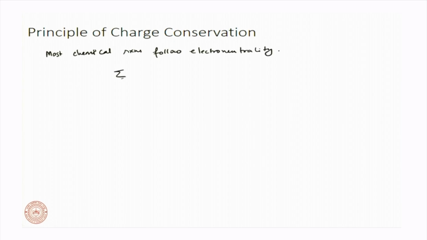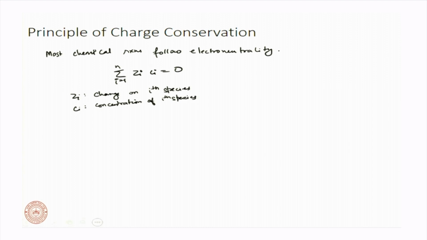which means that the summation over i, for i from 1 to n ions, of Z_i C_i should be equal to 0, where Z_i is the charge on the ith species and C_i is the concentration of the ith species. Okay, so that is Z_i into C_i, where Z_i is a charge. So, for example, zinc and silver, you will have 2 charge on one atom of zinc and 1 charge on 2 atoms of silver. That will give you a net charge balance.